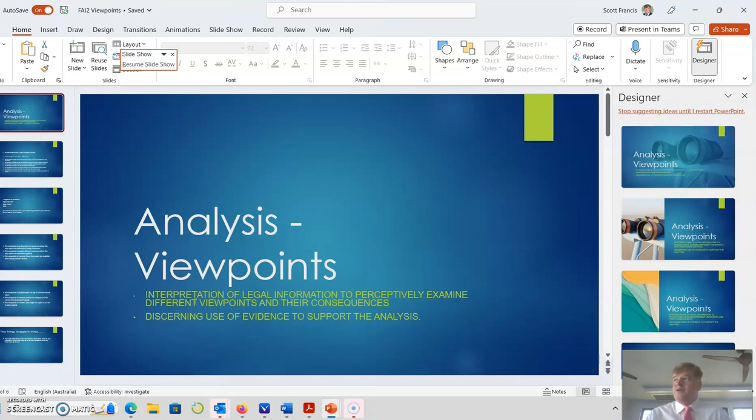The second is you need to use evidence to support your analysis. So you're going to have sources. And the sort of evidence I think you're going to be using a lot here, and perhaps more than other legal assignments, is things like statistics and data and expert opinions. Let's go through and have a look.